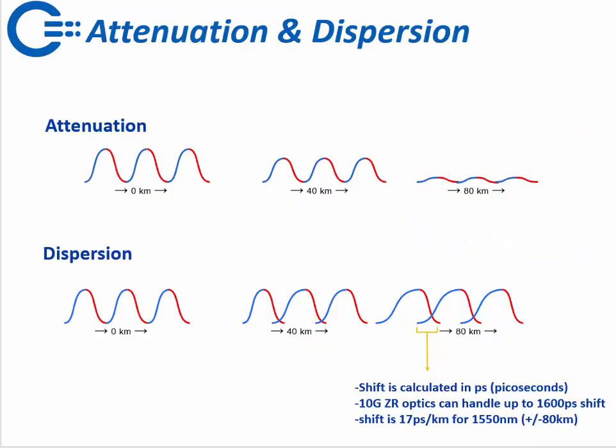It has to do with two factors. One is attenuation and the other one is dispersion. Dispersion is the shifting of light because it is reaching a certain fiber distance, and attenuation is the weakening of light. This is purely the signal which is overlapping, and with the ZR and the EZR it can do up to 1600 picoseconds of overlapping of the signal before the detector cannot understand the signal anymore.